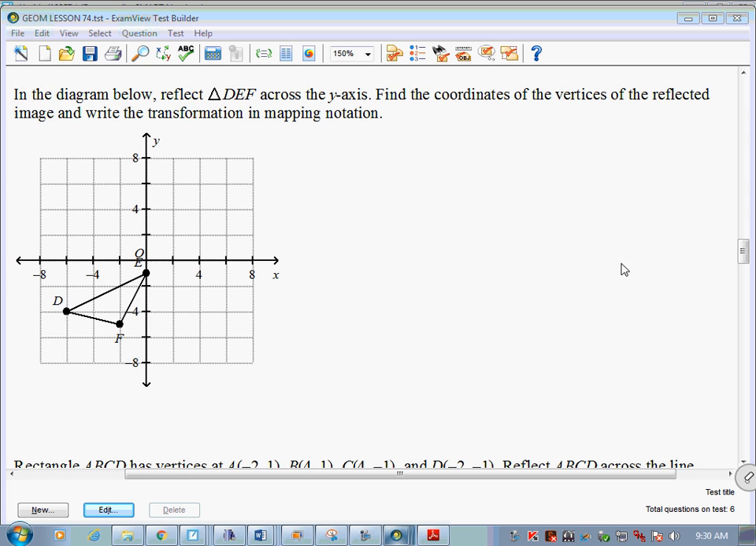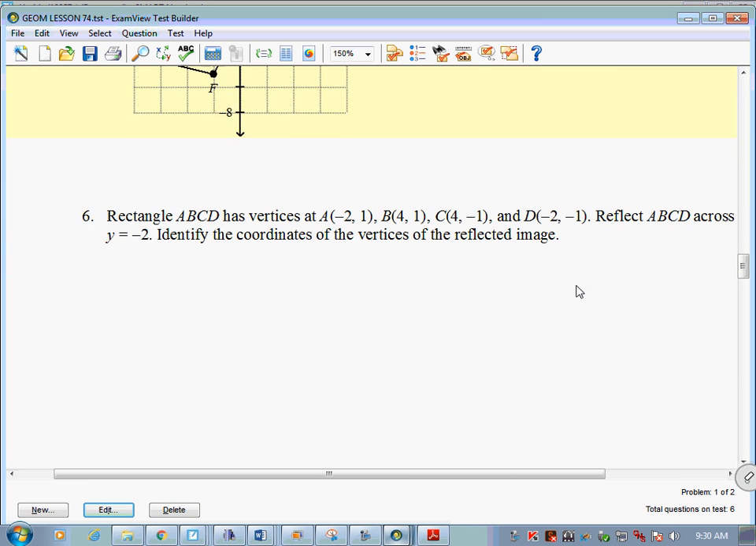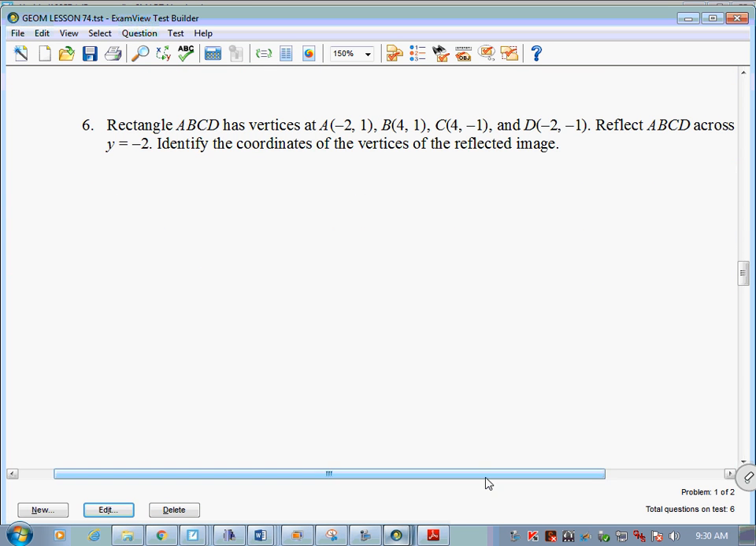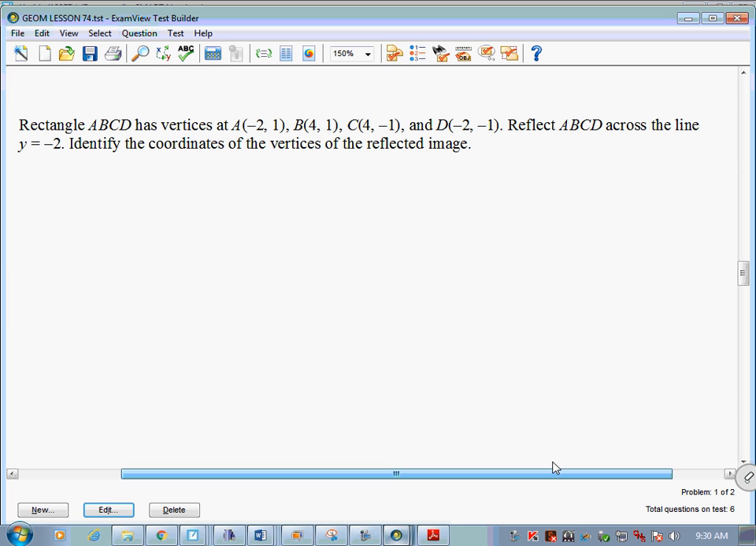So with reflections, the most important thing first is determining what your line of reflection is. Okay? Rectangle ABCD has these given vertices: A at -2, 1, B at 4, 1, C at 4, -1, and D at -2, -1. We want to reflect across the line y equals -2.